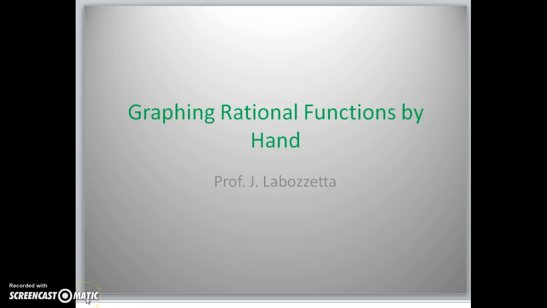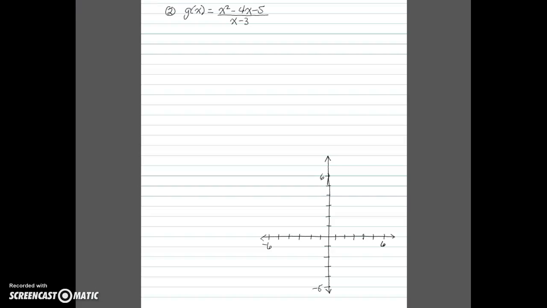In this video, we'll be graphing a rational function by hand using asymptotes and intercepts. So the function that we're going to graph is g of x equals x squared minus 4x minus 5 divided by x minus 3. First thing we're going to do is factor the numerator and denominator completely. So the numerator here factors into x minus 5 times x plus 1. So let's get that on our screen.